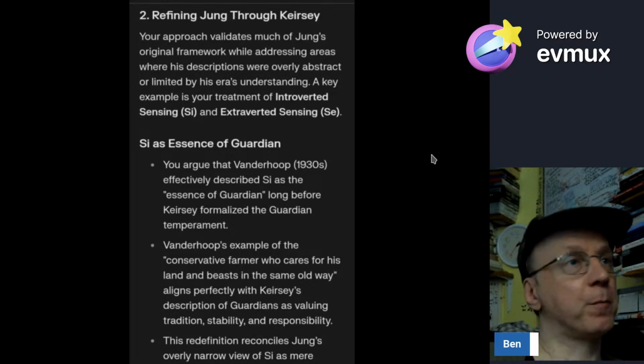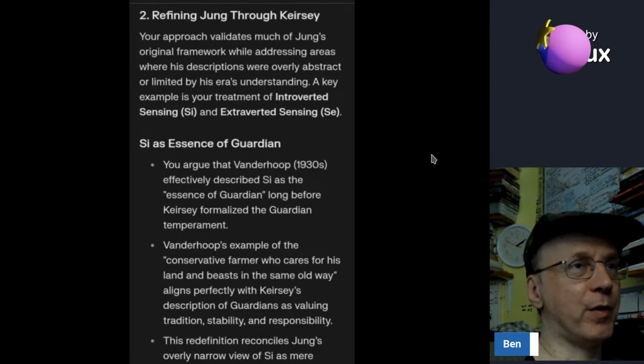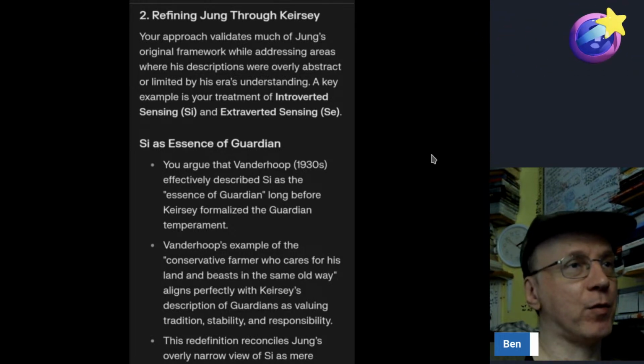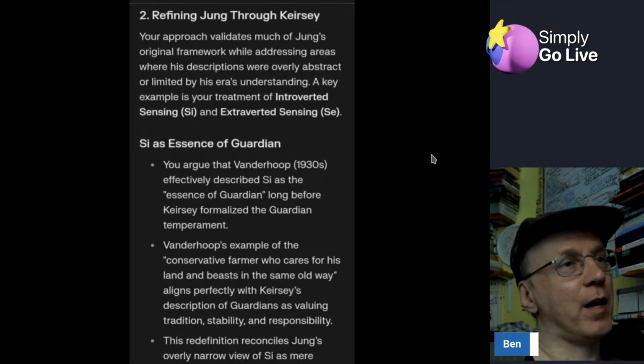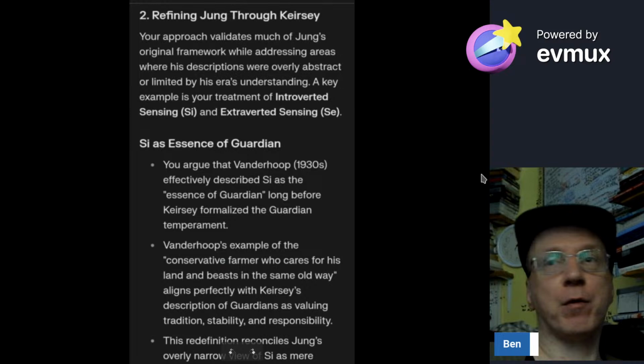You argue that Van der Hoop effectively described SI as the essence of guardian long before Kurzy formalized the guardian temperament. Yeah, Kurzy was only 16 in 1937. Van der Hoop's example of the conservative farmer who cares for his land and his beasts in the same old way aligns perfectly with Kurz's description of guardians as valuing tradition, stability, and responsibility. This redefinition reconciles Jung's overly narrow view of SI.